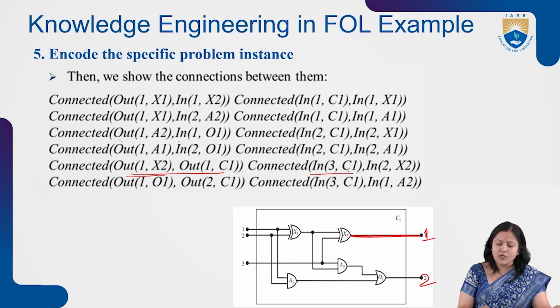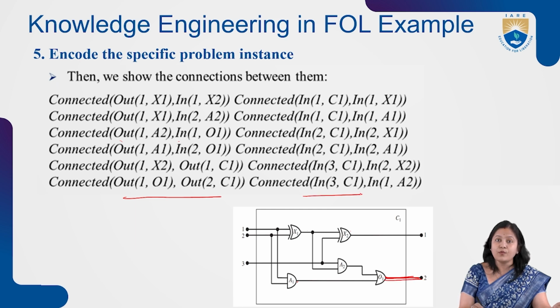Similarly, the third input of C1. This is the third input of C1 and the second input to X2. For the third input of C1, the overall circuit, this is connected as the second input to X2. Both are connected. Then the last one is given as the last statement you see here. The first output of O1. What is O1 here? This is the first output. The only one output is there. The first output of O1 is nothing but the second output of C1. C1 is the whole circuit. Both are connected.